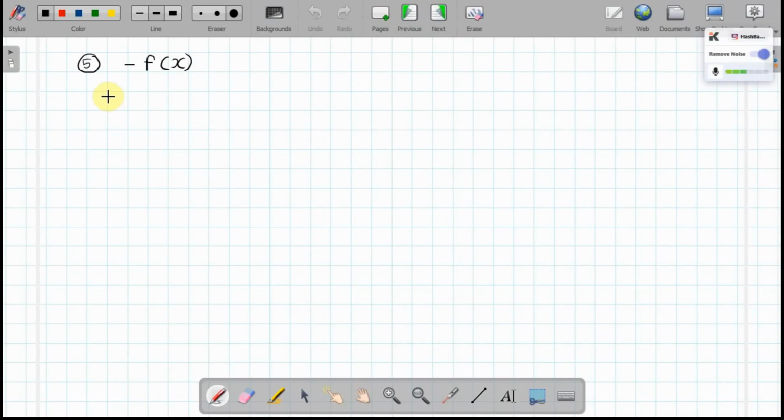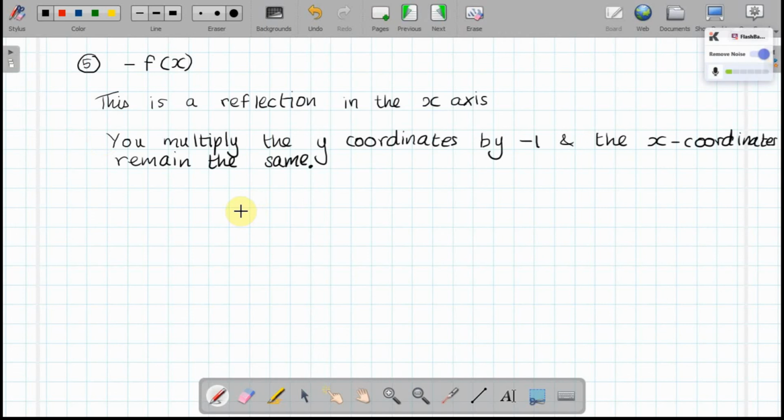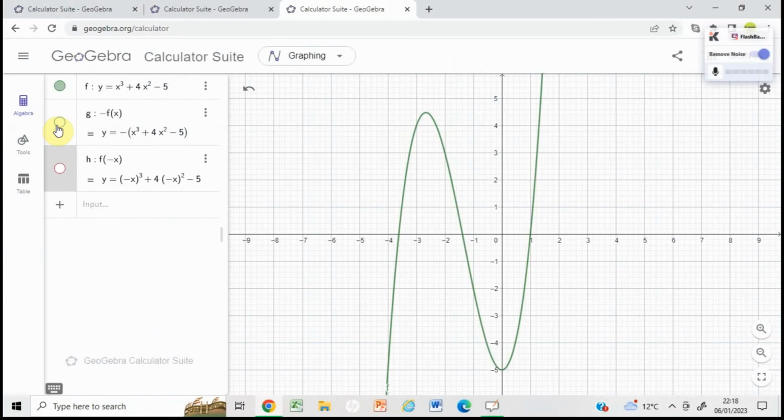This is our next transformation. How does this work? First, the mathematical explanation. This is a reflection in the x-axis. What does this mean? Multiply the y coordinates by -1, and the x coordinates, well, they remain the same. Let's have a look what this means on a graph. So the green graph here represents the function y equals x cubed plus 4x squared minus 5. That's our f of x. So we're going to find out what the minus f of x graph looks like.